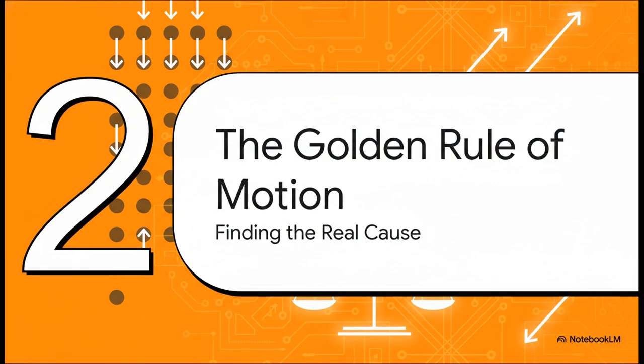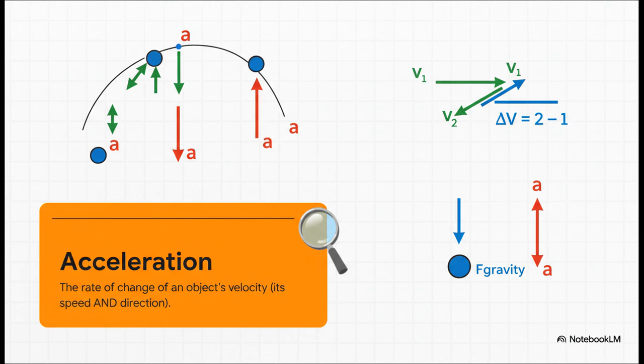So, to get to the real answer, we've got to set our intuition aside for a second and grab onto a fundamental rule of motion. Think of this as the golden rule for cracking any problem just like this one. Okay, let's start with the basics. What even is acceleration? It's not just about getting faster. Acceleration is the rate of change of an object's velocity. And remember, velocity is both its speed and its direction. So the real question becomes, what makes that velocity change in the first place?